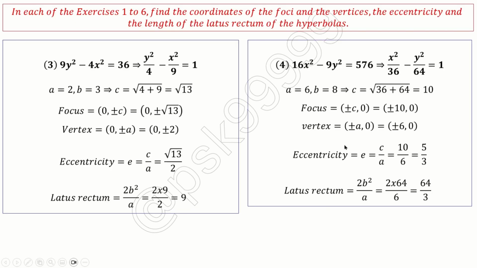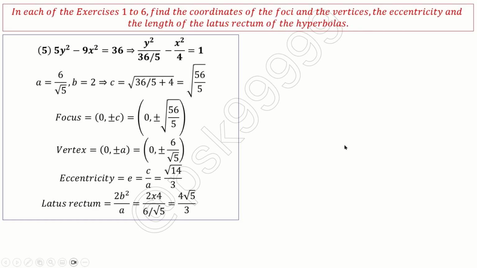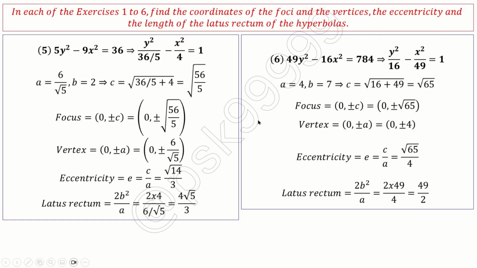All are the same. Whenever you are given an equation like this, you first translate it into y square or x square by a square minus x square or y square by b square equal to 1. You have to translate into this form, then you can get all the information.